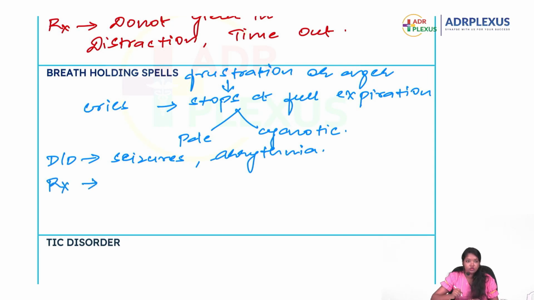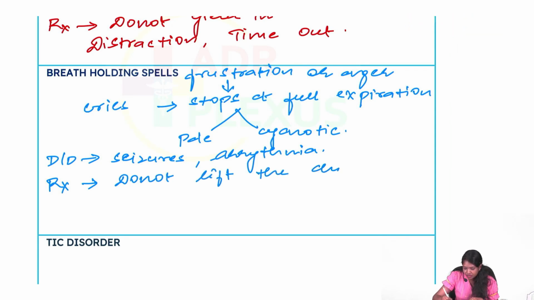How to treat? Do not lift the child. When the child is having a breath holding spell, do not lift the child, because if you lift the child, you are decreasing the venous return to the brain. I mean, you are decreasing the venous return and you are decreasing the blood supply to the brain. So do not lift the child. Okay. Then what will you do?